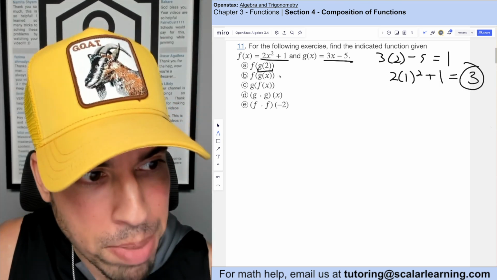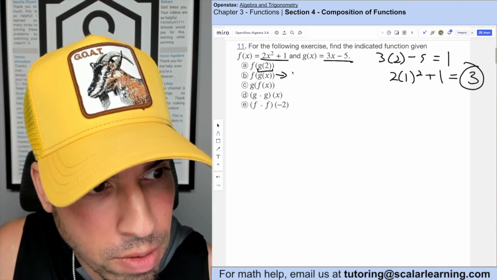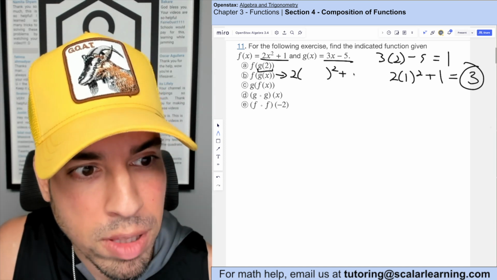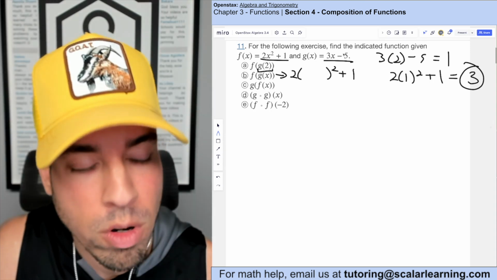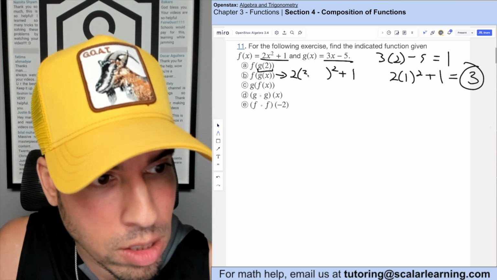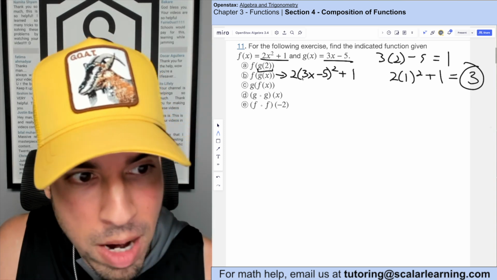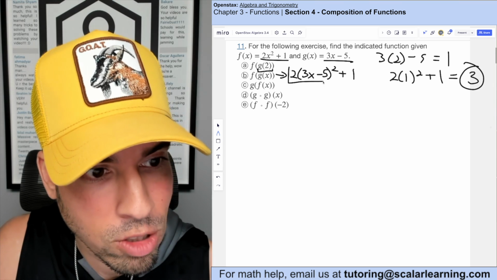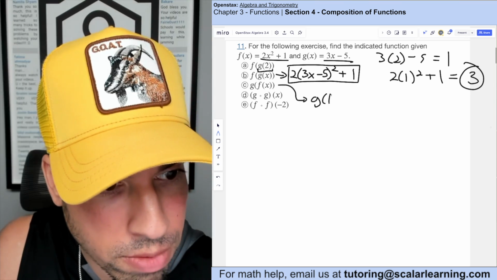Now for part B, we're going to plug g of x into f of x. So f of x is currently 2 times x squared plus 1. And I'm leaving the x blank because when we plug a function into another function, we replace all instances of x with that function. So I'm just going to slide 3x minus 5, which is g of x, into the x spot. And since the book leaves it like this, not simplifying, we're going to leave it like this. Boom, done.